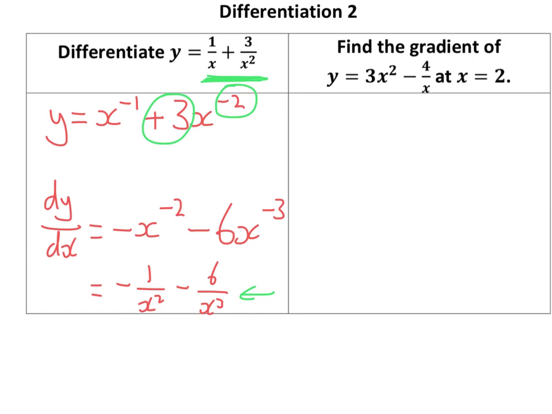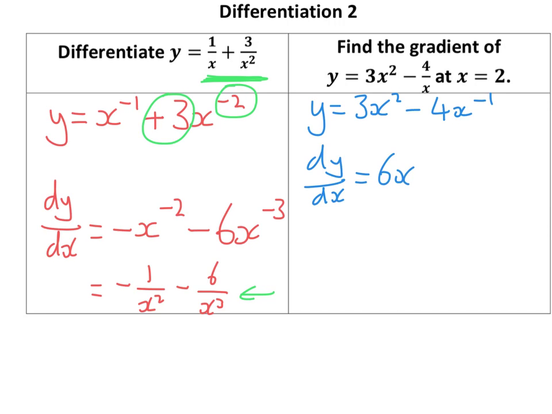Now, same sort of thing here. I'm going to convert the reciprocal ones to powers. Now when I do dy dx, okay, when I differentiate I get 6x, that's pretty straightforward. Now we've got minus 1 times minus 4, so that becomes plus 4x to the minus 2.